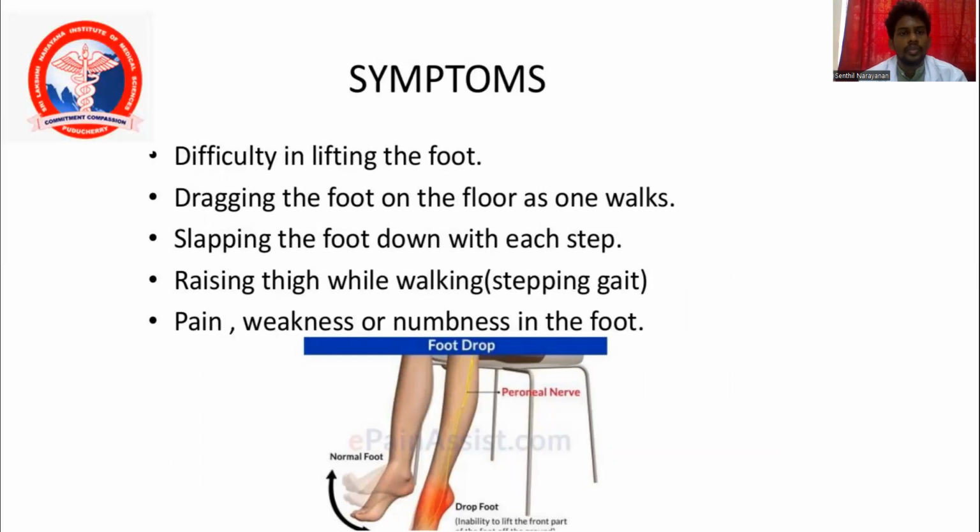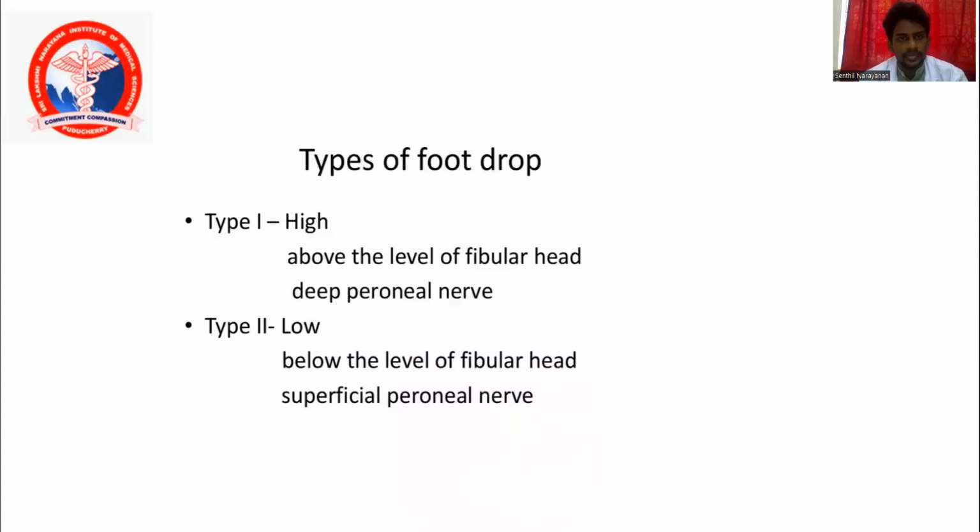Symptoms of foot drop: there is difficulty in lifting the foot because the dorsiflexors of the foot and ankle are weak. Thereby, the patient drags the foot on the floor as one walks, with slapping of the foot with each step, raising of the thigh while walking, and pain, weakness, and numbness in the foot. As there is weakness of the ankle dorsiflexors, the patient compensates by exaggerated flexion of the hip and knee. This results in a high steppage gait.